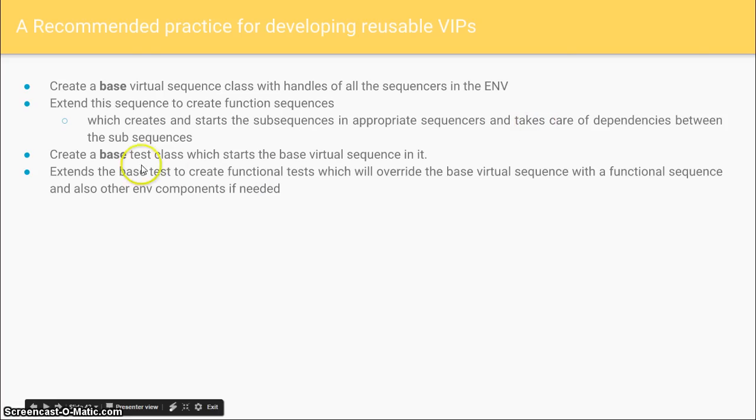The third point is you should always define a base test class which will start the base virtual sequence. So in the base test class, always start the base virtual sequence, and in the functional test, or actual test, which always extends from the base test, you will override the base virtual sequence with the actual sequence you have created for the functionality. This will be more clear when you see an example in the next slide.